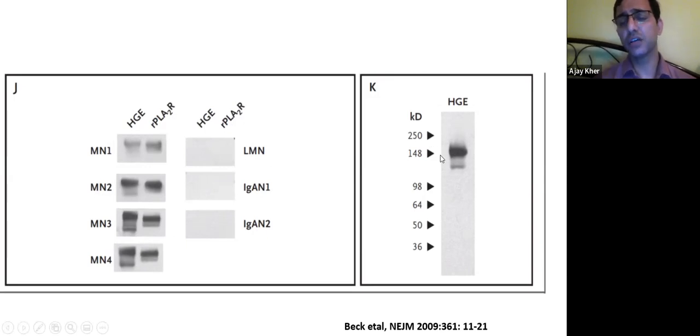And then the size band from the human glomerular extract is on the right, to show that there aren't any other antibodies, other proteins that are being pulled down. So they're showing you all the way down from 0 all the way up to 250 kilodaltons.